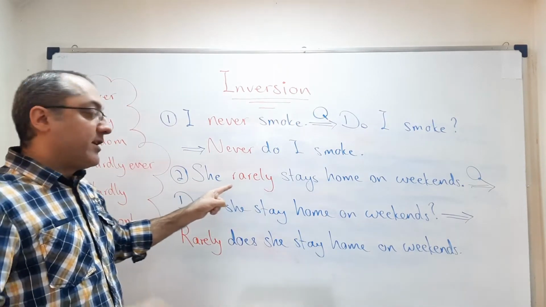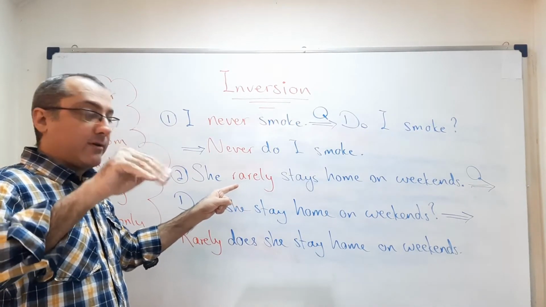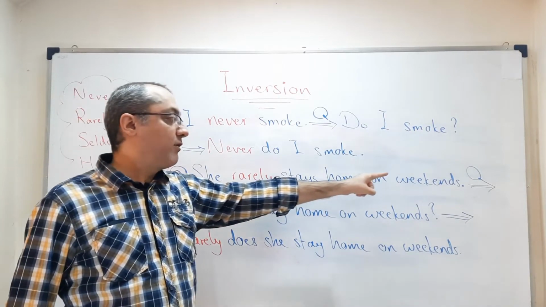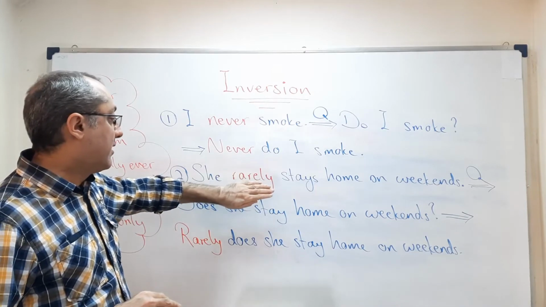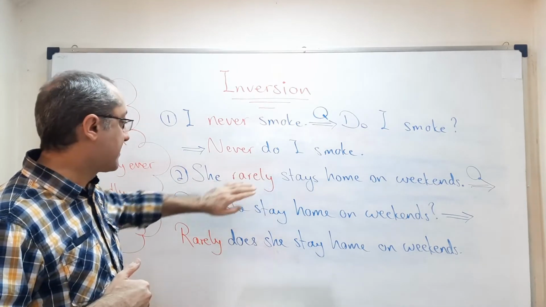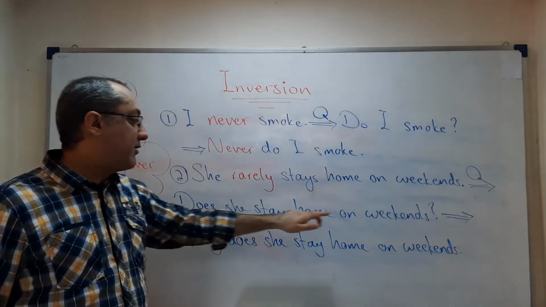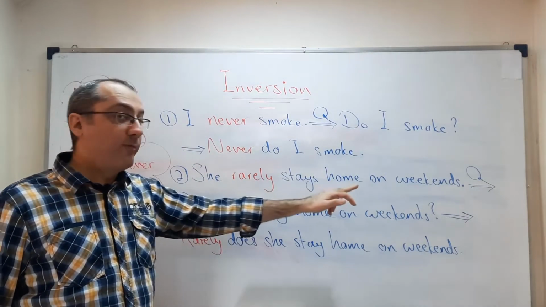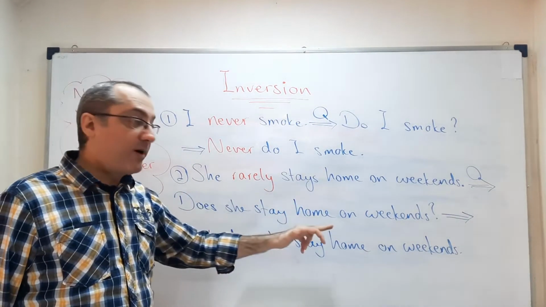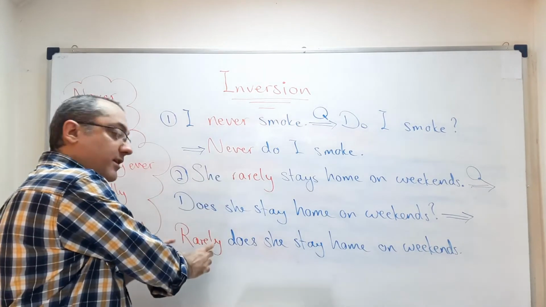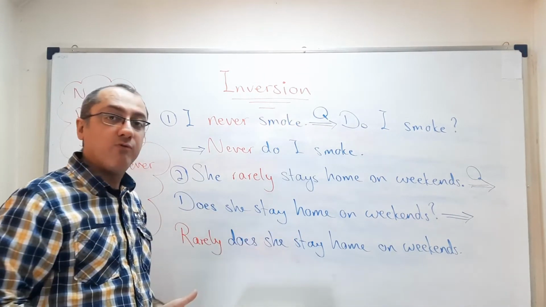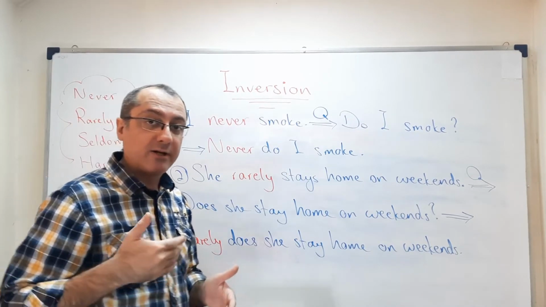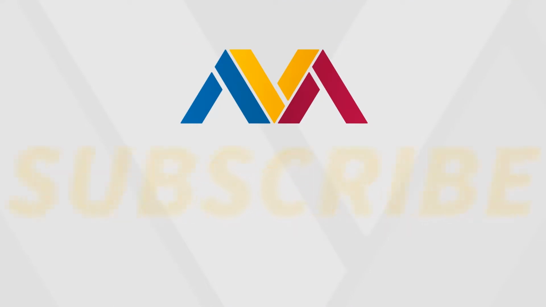The second one: she rarely, like never, she rarely stays home on weekends. To change it to a question, imagine we have removed rarely from the sentence. She stays home on weekends. Does she stay home on weekends? And then you take rarely to the beginning of the sentence. Rarely does she stay home on weekends. Let's take a look at some more examples.